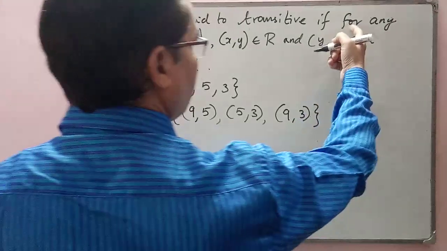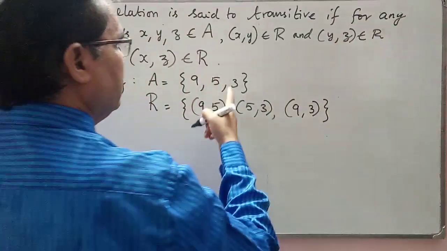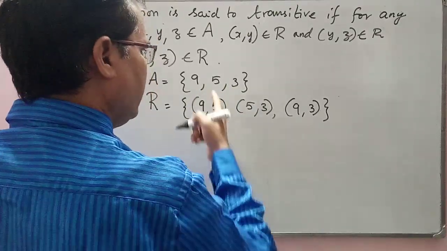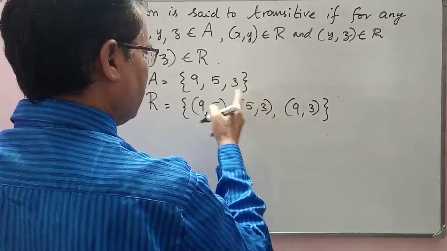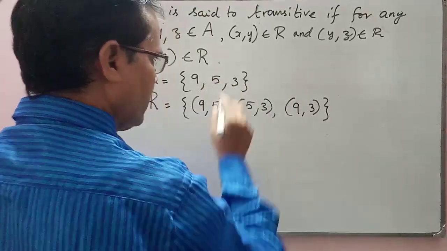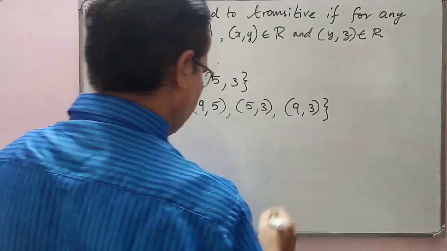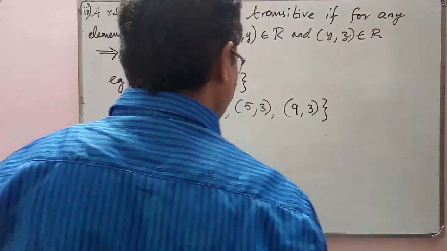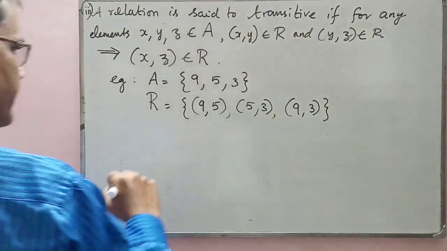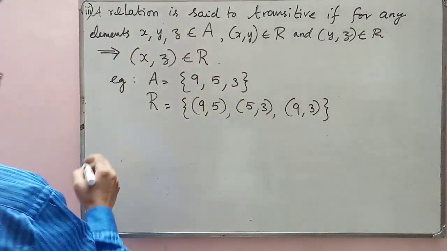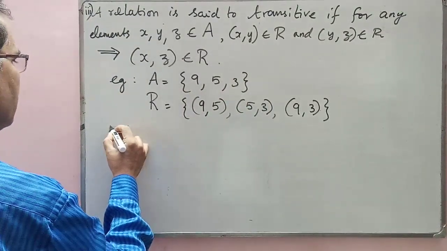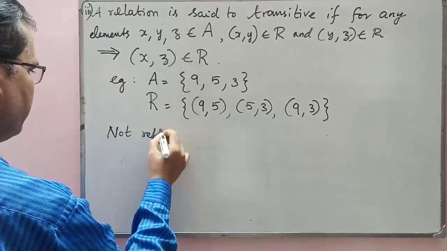Now, we have 3 comma 9 can be there, and 5 comma 3 I will include, 3 comma 5 can be there. So there are some more ordered pairs which are not included here. That's why we are not taking every element. So we have taken only a few ordered pairs. Okay children, the difference between. In short, when we will call the relation not reflexive.